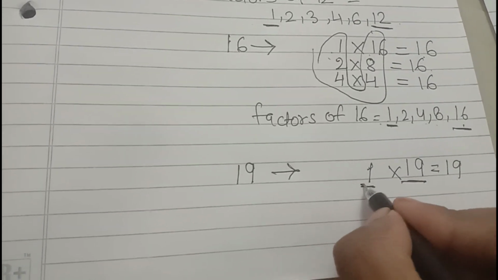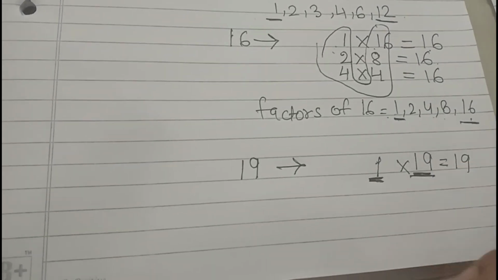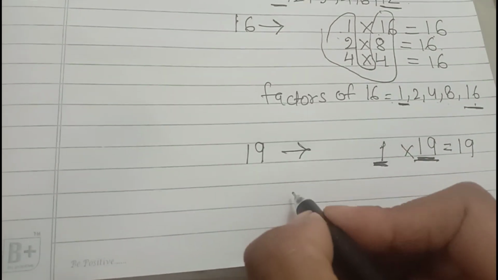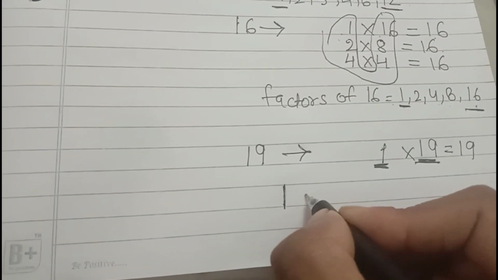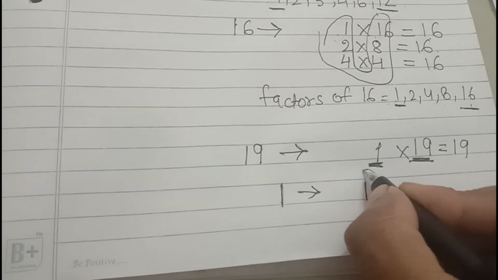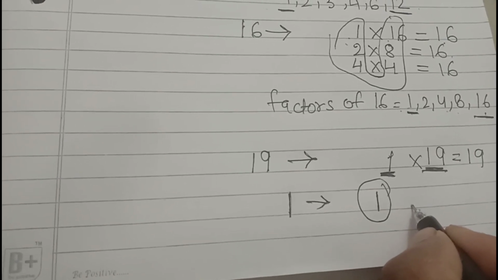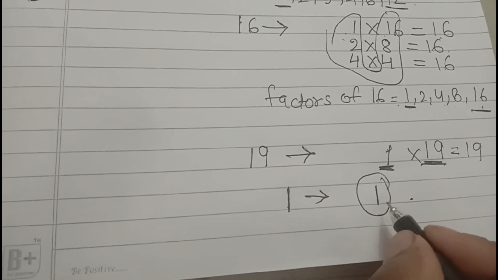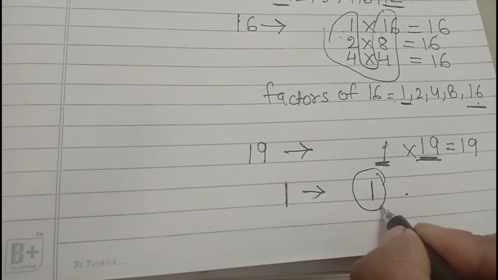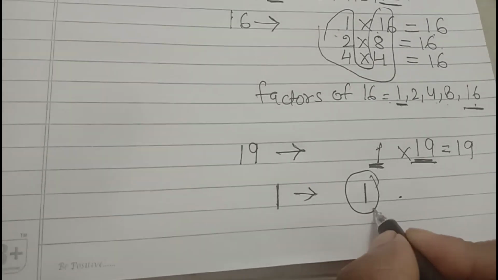Factors of a prime number are 1 and the number itself. There are only two factors of prime numbers. Okay. Then if you see 1, the factors of 1 is 1 only. That means 1 is the only number which has only one factor. It means 1 is a unique number. Why? Because it has only one factor. It is neither prime nor composite.